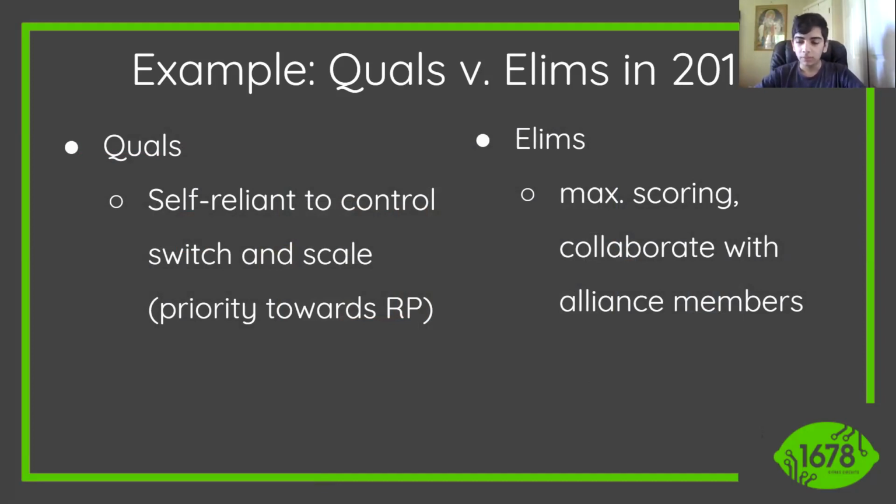Because, again, scoring in 2018 was based on a time thing, right? For however long you had possession of the scale, that's for that time period is how many points you scored. And so, coming up with a balance between these two things, and qualifications versus elims, is something that went into a lot of the discussion on our team.